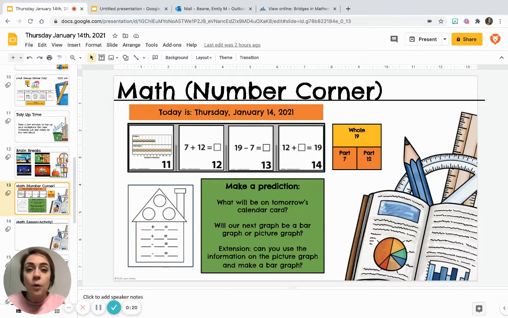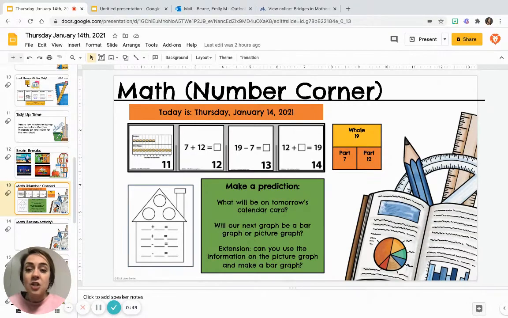And our whole month has been full of different kinds of graphs and then fact families that go along with that graph, and then the number sentences for that fact family. So remember, a fact family has three numbers. Those three numbers go together, and you can make two addition number sentences and two subtraction number sentences with that fact family. So right now we're working on a picture graph that has to do with favorite school lunch.